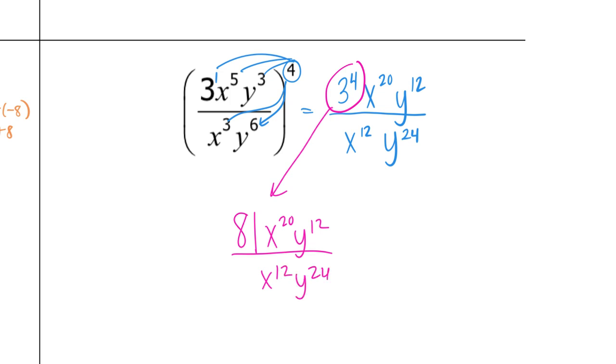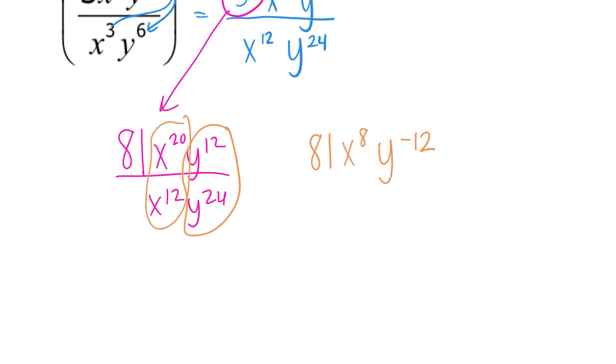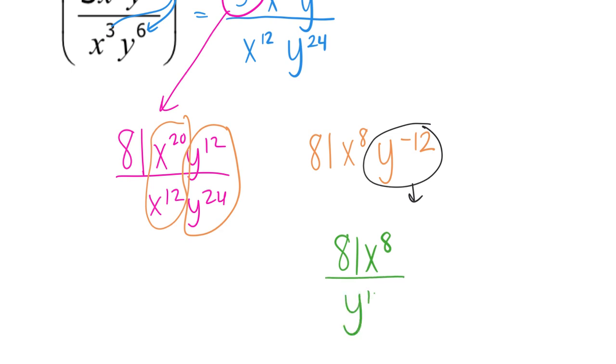Okay, now we're supposed to use the quotient rule and subtract the exponents. So 20 minus 12, so we would still have our 81. 20 minus 12 is 8, so x to the 8th. And then 12 minus 24, that's negative, so that's going to be -12. And then finally, you have to deal with the negative power. So we have to move that one down. So your final answer would be 81x to the 8th on top, and then y to the 12th on the bottom.